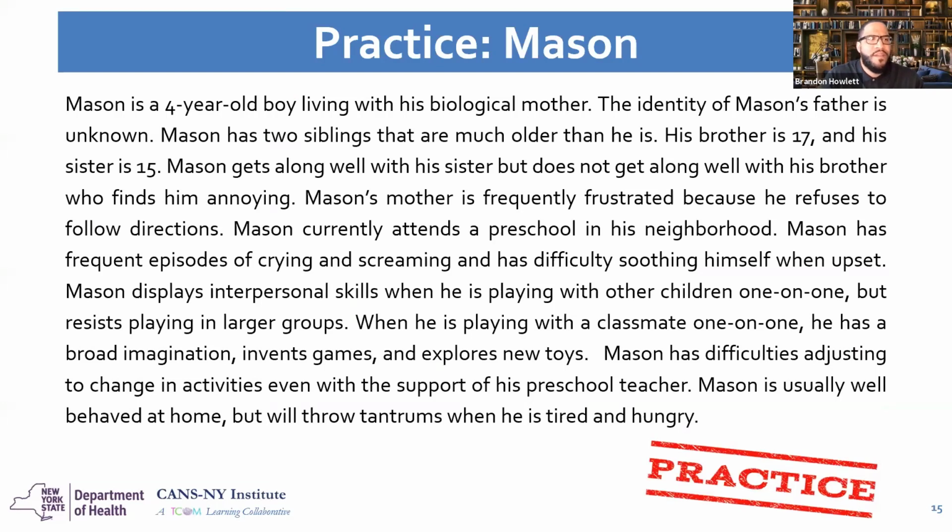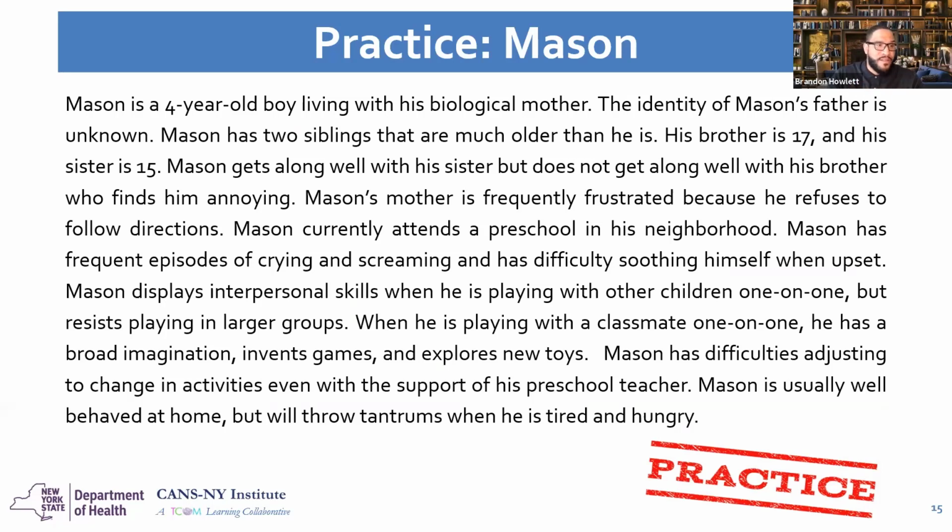Mason is a 4-year-old boy living with his biological mom. The identity of Mason's father is unknown. Mason has two siblings that are much older than he is. His brother is 17 and his sister is 15. Mason gets along well with his sister, but does not get along well with his brother, who finds him annoying. Mason's mother is frequently frustrated because he refuses to follow directions. Mason currently attends preschool in his neighborhood. Mason has frequent episodes of crying and screaming and difficulty soothing himself when he becomes upset.